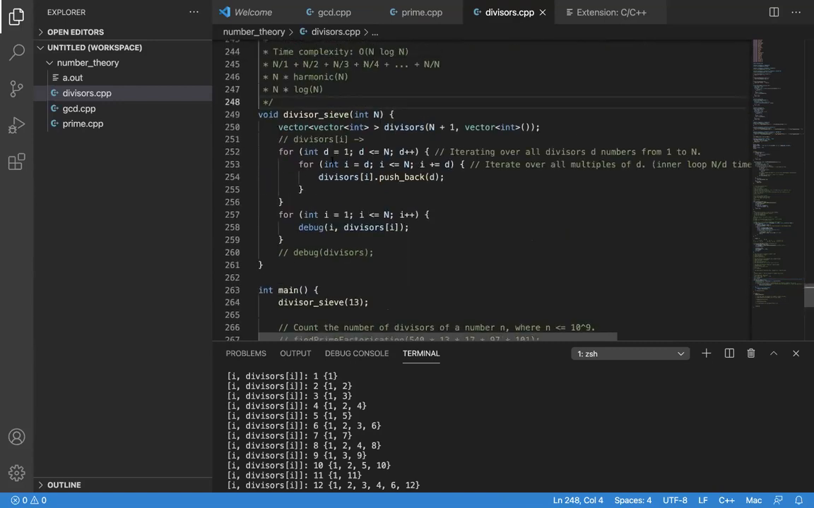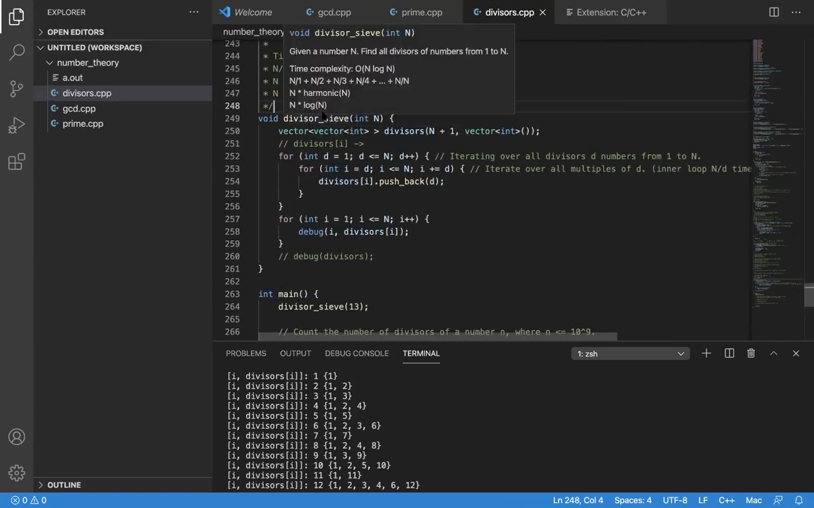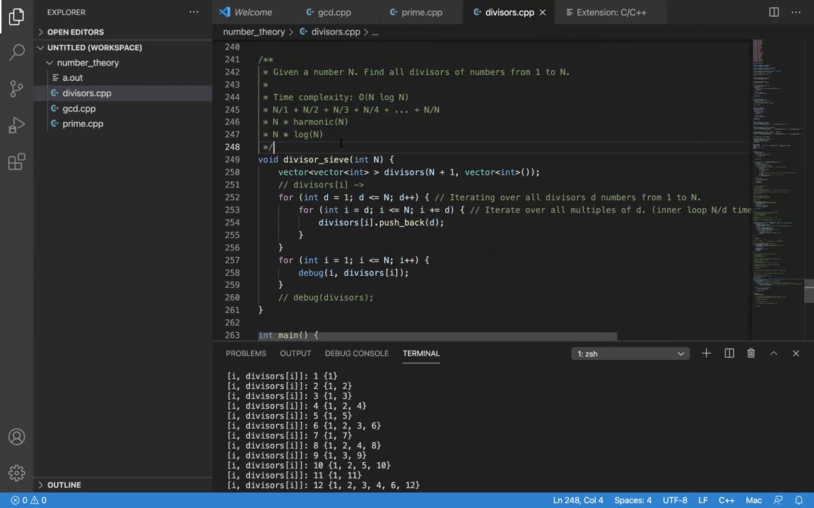So this is called... should I proceed further or should I explain here? If you want, I can proceed further and you can see.